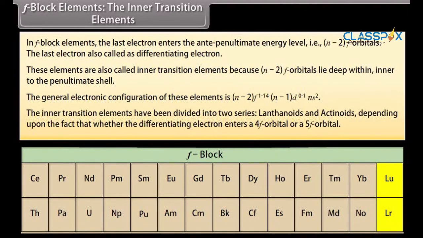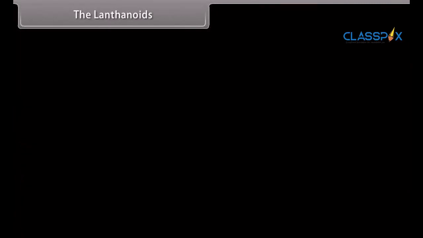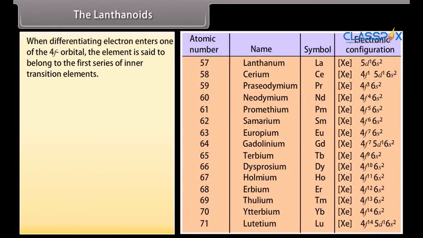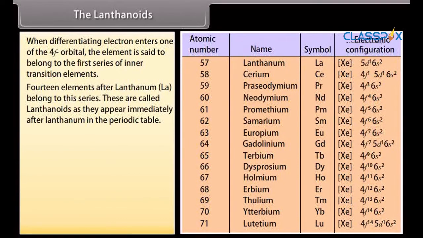The inner transition elements have been divided into two series, lanthanoids and actinoids, depending upon whether the differentiating electron enters a 4f orbital or a 5f orbital. The lanthanoids. When differentiating electron enters one of the 4f orbitals, the element is said to be belonging to the first series of inner transition elements. 14 elements after lanthanum belong to this series. These are called lanthanoids as they appear immediately after lanthanum in the periodic table.